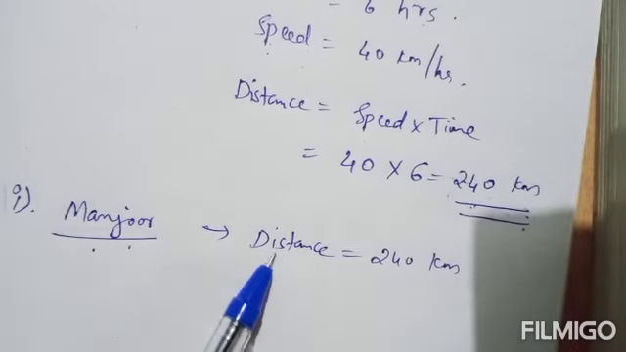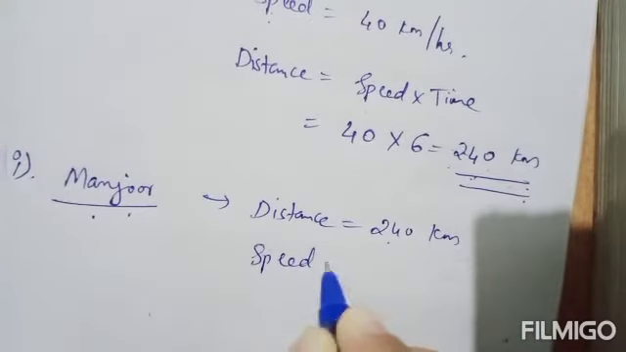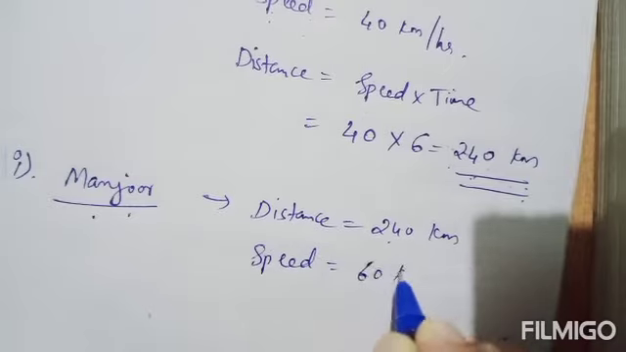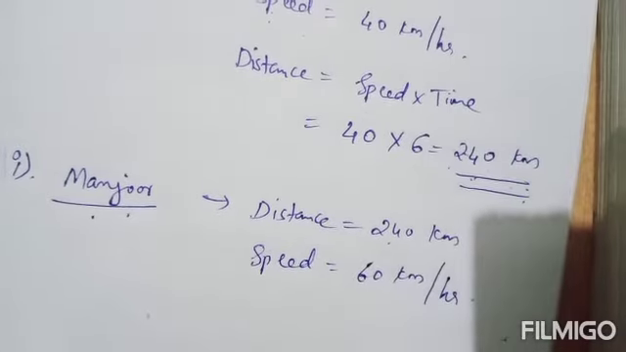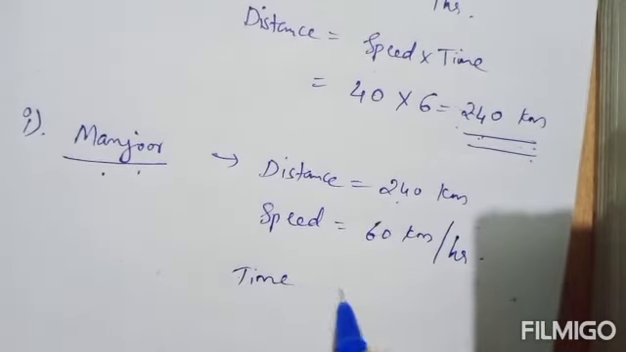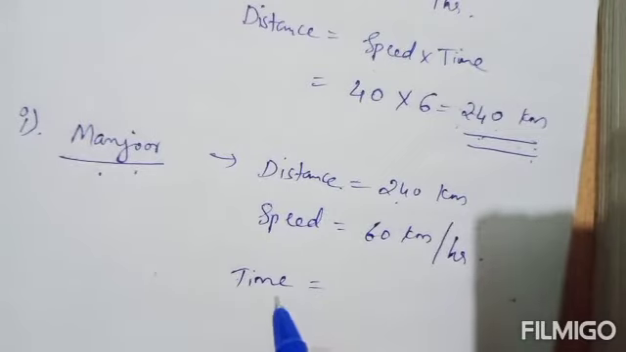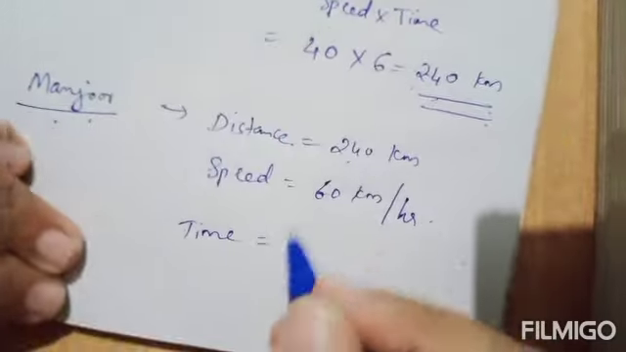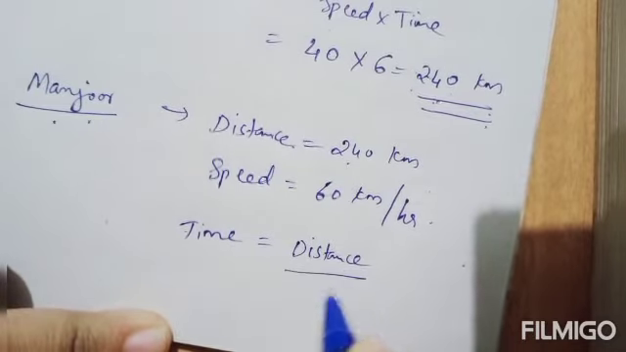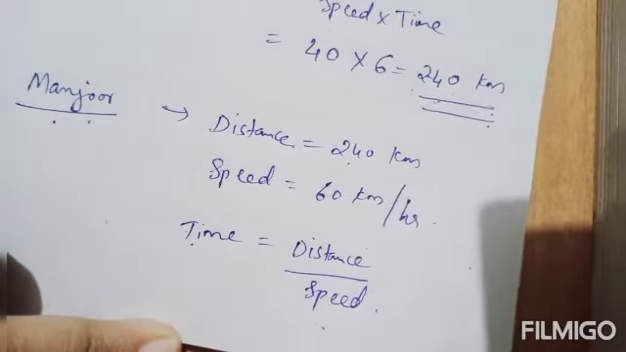Okay, so we can take the distance 240 kilometer and speed of Manjur it is given 60 kilometer per hour. Okay, now we need to find the time taken by Manjur to cover this distance. Now how can you find the time if distance and speed is given? Time equal to distance by speed. This is the formula for finding time if distance and speed is given.